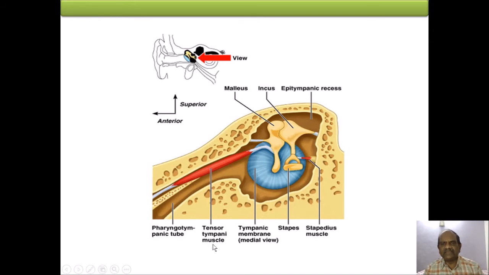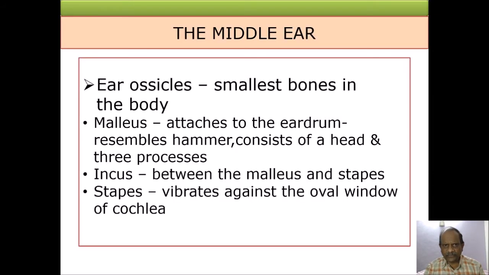Their function, in short at this stage, try to understand, is called the matching of the sound, or what we commonly call sound impedance. Then coming to the middle ear, as I told you, there are 3 chains of bones: malleus, incus, and stapes. One important thing to understand here: malleus attaches to the eardrum.